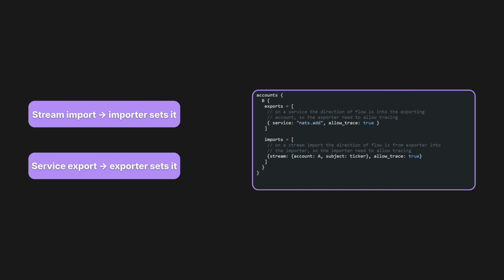By default, tracing stops at account boundaries for security reasons. To continue tracing, you have to set allow trace true on imports or export rules. The rule being the receiver always opts in. If it's a stream import, the importer sets it. If it's a service import, the exporter sets it. All right, cool. Let's try running the trace command and do this live, and then we can break down the output.